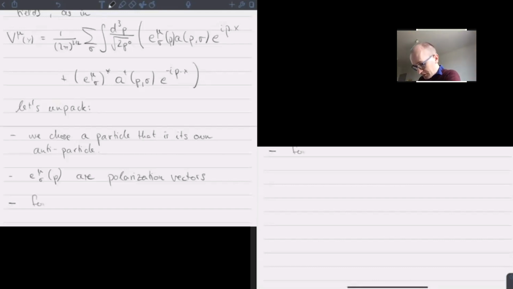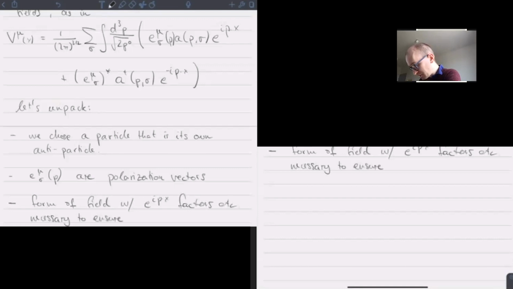So the form of this field, with, for example, these e to the i p x factors, etc., is necessary to ensure things like, for example, correct behavior under Poincaré, so including the translations.